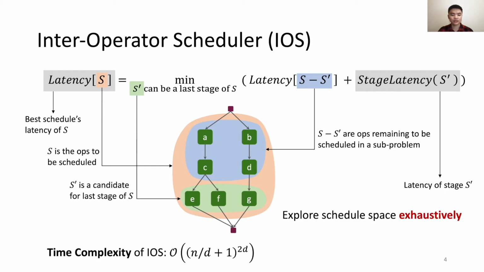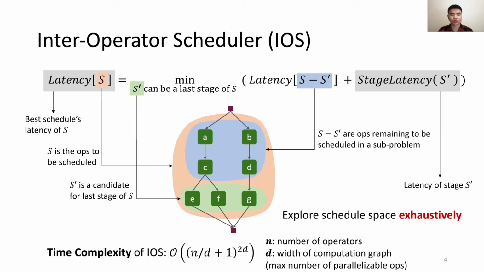The time complexity is (n/d + 1) to the power of 2d. Here, n is the number of operators and d is the width of the computation graph, which equals the maximum number of parallel operators in the computation graph. For this model, we can concurrently execute operators E, F, and G, so d equals 3 here.